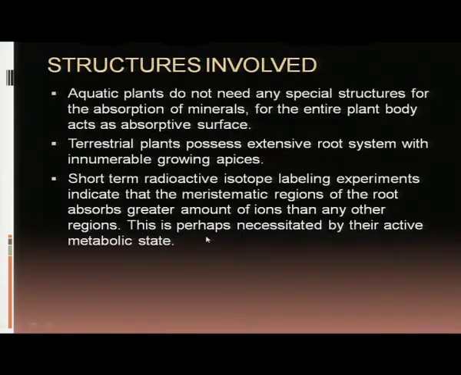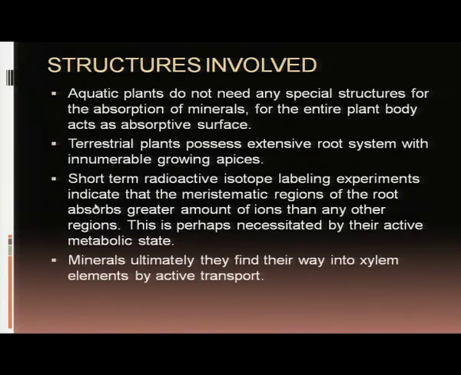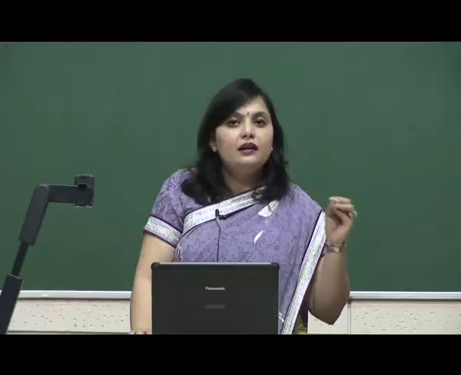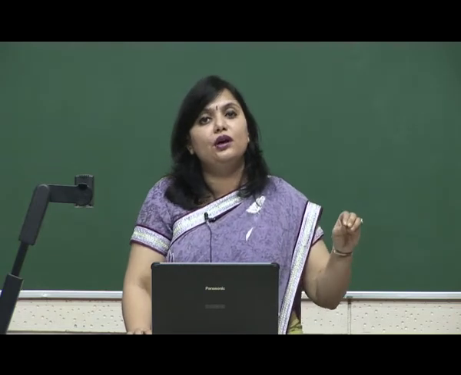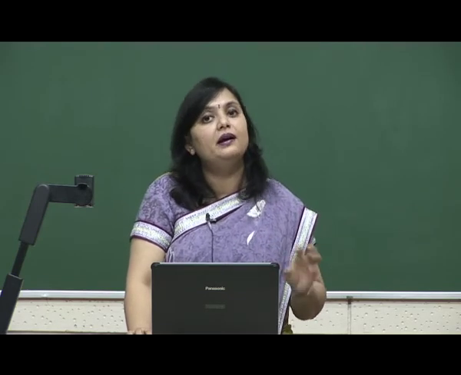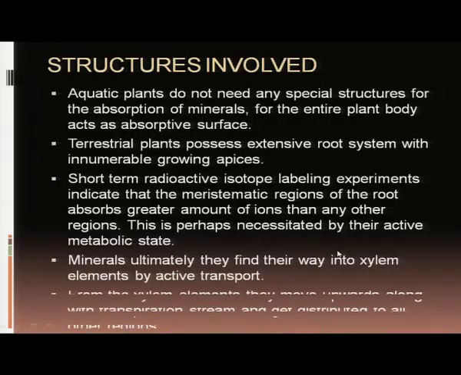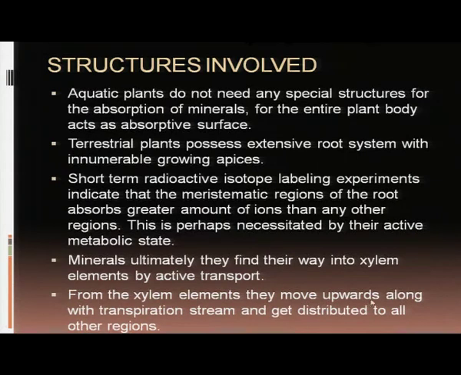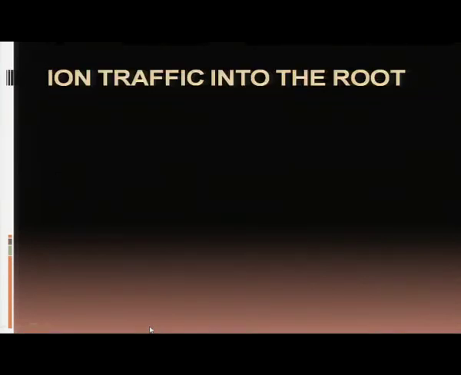So, since the requirement is higher at those regions, the absorption is also higher in those regions. This is what is written here, that this is perhaps necessitated by their active metabolic state. In whichever region of the root the ions may have been absorbed, eventually they are going to be passed on to the xylem, and from the xylem they will be taken along with the water to all parts of the plant body. From the xylem elements they move upwards along with the transpiration stream and get distributed to all other regions.